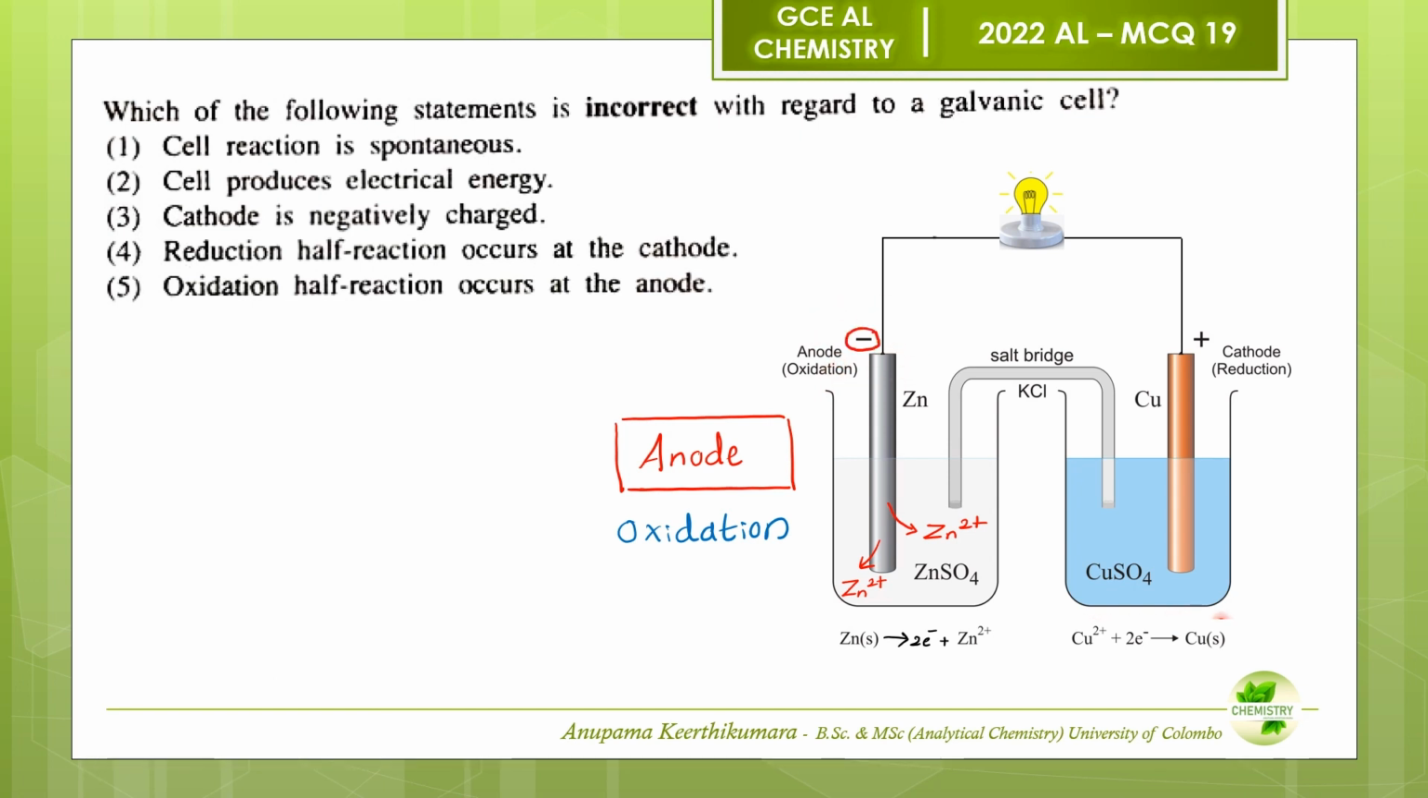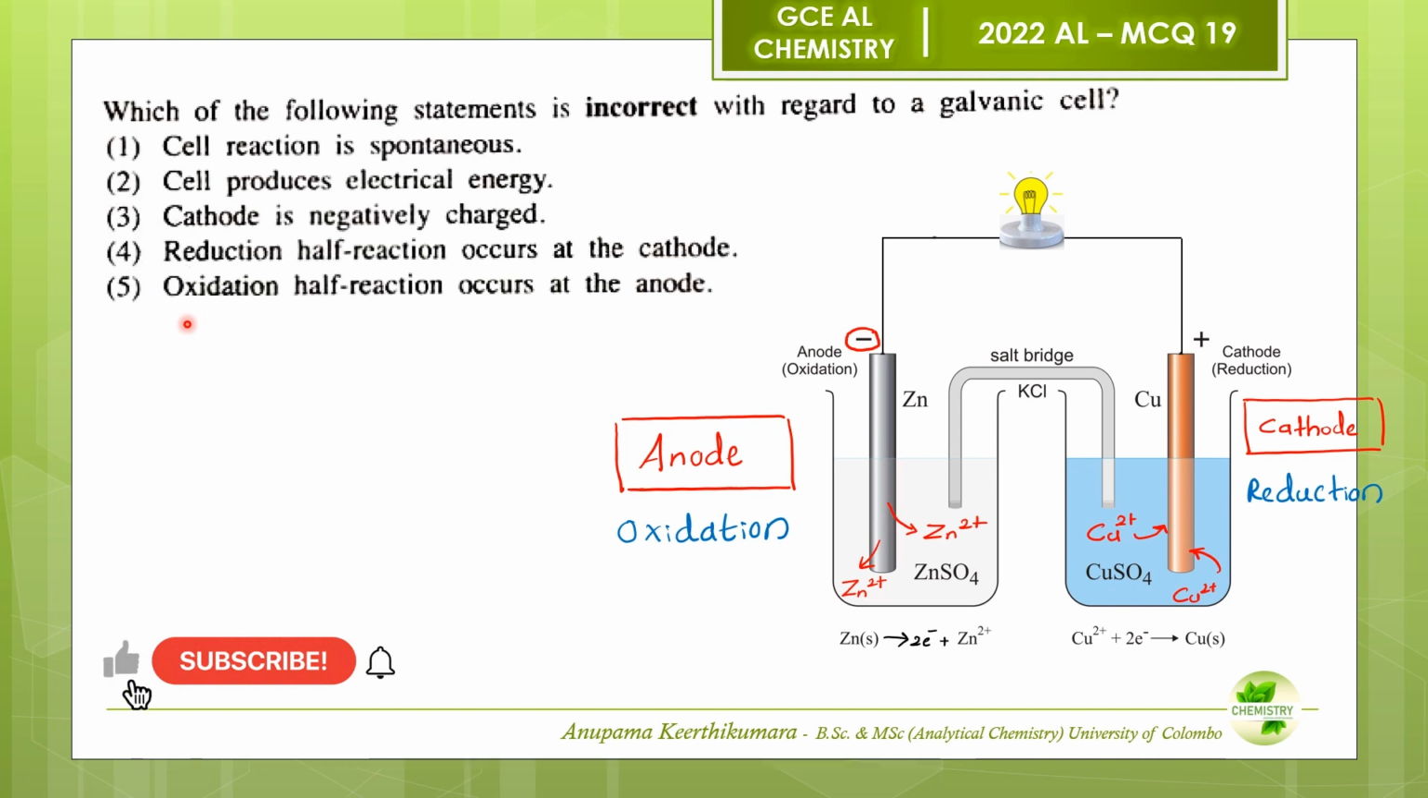Copper half cell is the cathode of this galvanic cell. Always, reduction takes place at the cathode. Aqueous copper 2 plus ions in the solution accept electrons and they deposit on the copper electrode as copper atoms. Therefore, always cathode is positively charged. This is the oxidation half equation and this is the reduction half equation when the cell is in use.